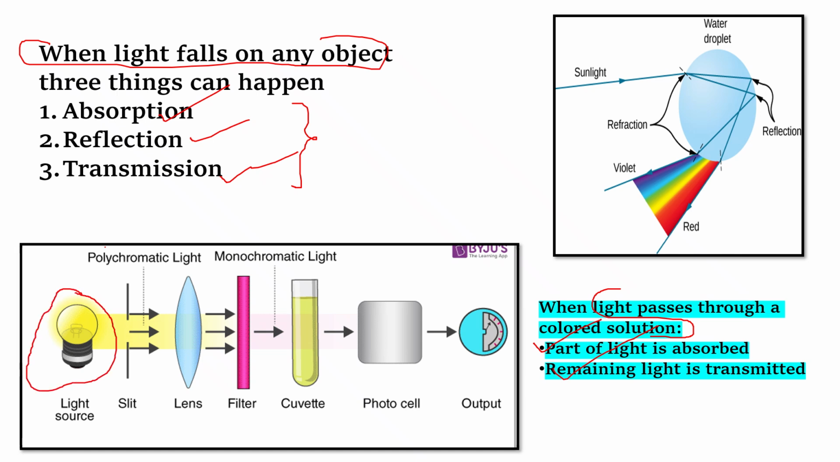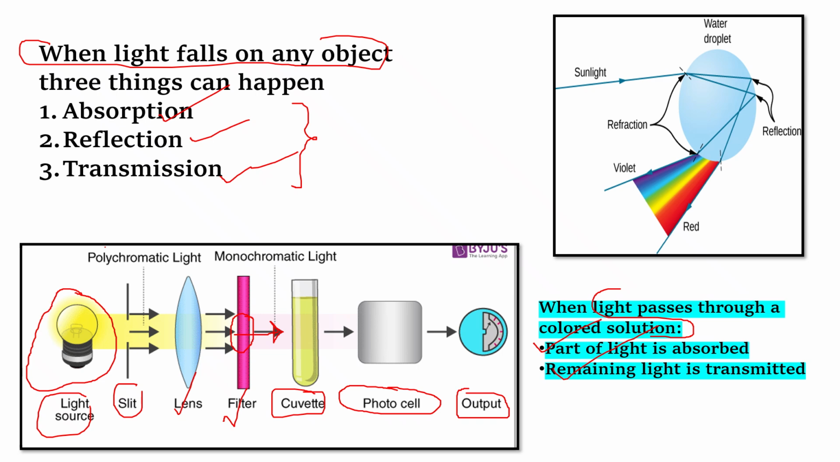There is a light source, which could be a tungsten lamp or an LED lamp. There is a slit through which the light will pass. There is a lens which will focus the light, and the filter which will select the light of a particular wavelength. Only monochromatic light, a light of a single wavelength, will pass through this filter. Here is a cuvette into which the colored solution is placed. Here is a photocell or a galvanometer which will detect the amount of light absorbed by the colored solution. And here is the output which will be displayed on the digital display, that is your optical density or the absorbance.